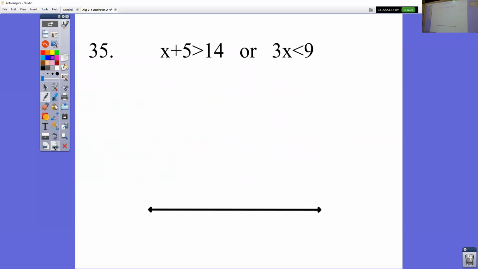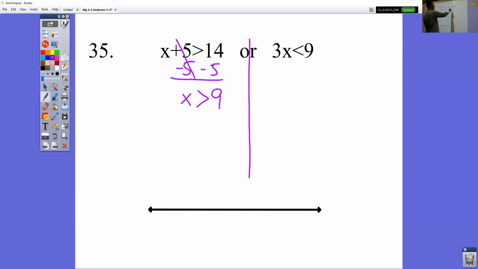Let's try one more. Here we have an or statement. We draw a line down the middle because we're solving two completely different problems. -5 and -5 to get the x all by itself. So we'd have x is greater than 9. Here we have divided by 3 and divided by 3 to get the x all by itself. So we'd have x is less than 3.